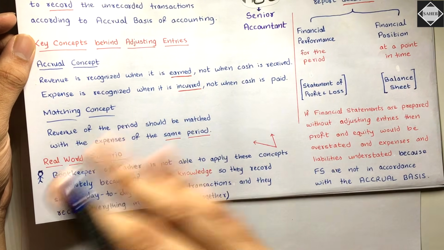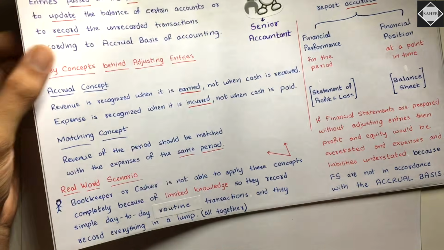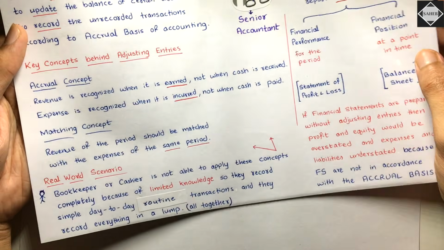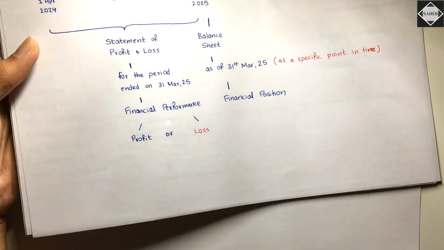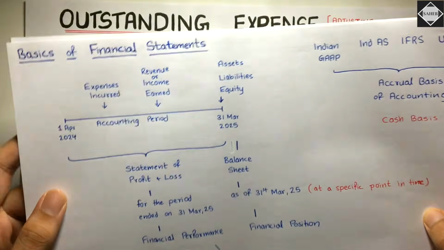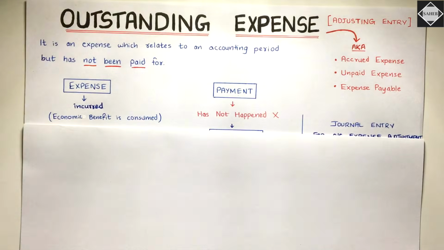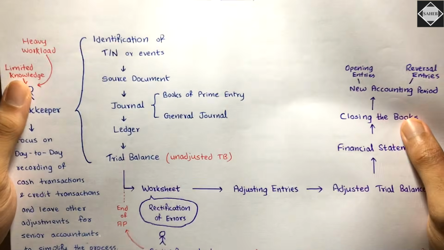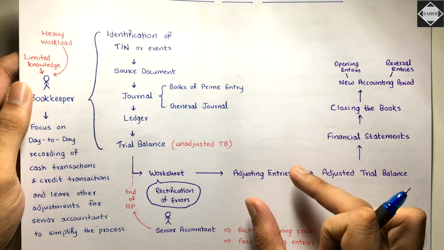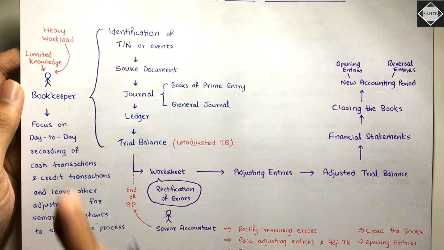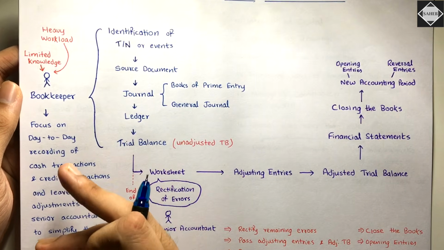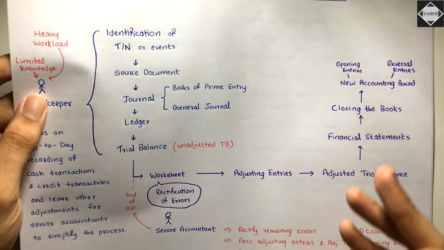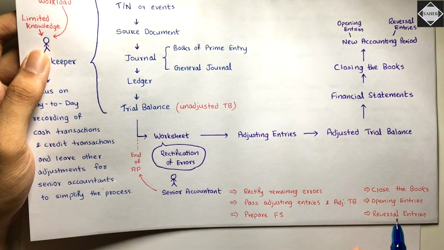Okay, the complex things, prepayments and accruals we call them, are left for senior accountants to handle. The normal cashier or the bookkeeper or the junior accountants do not 100% follow the accrual and matching concept. That's why adjusting entries are always required at the year end. And then we discussed the basics of financial statements, right? After that, we saw the entire accounting cycle, how adjusting entries fit in, and the bookkeepers are instructed, as I said, to focus on day-to-day recording of cash transactions and credit transactions, routine transactions. Complex things will be handled by the senior accountant only at the year end, by passing the adjusting entries.